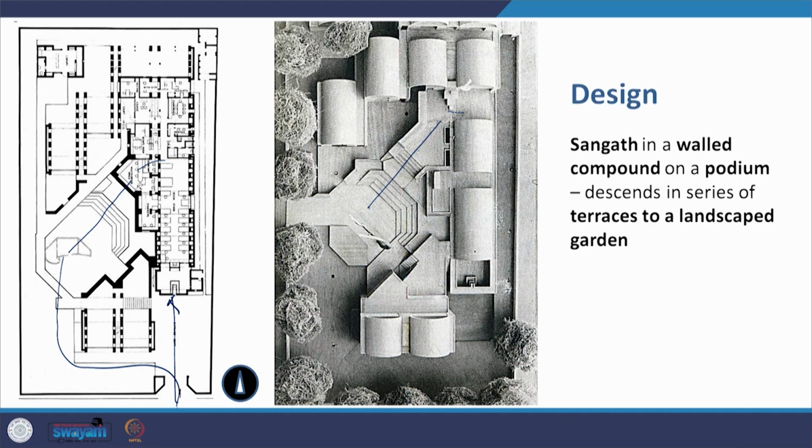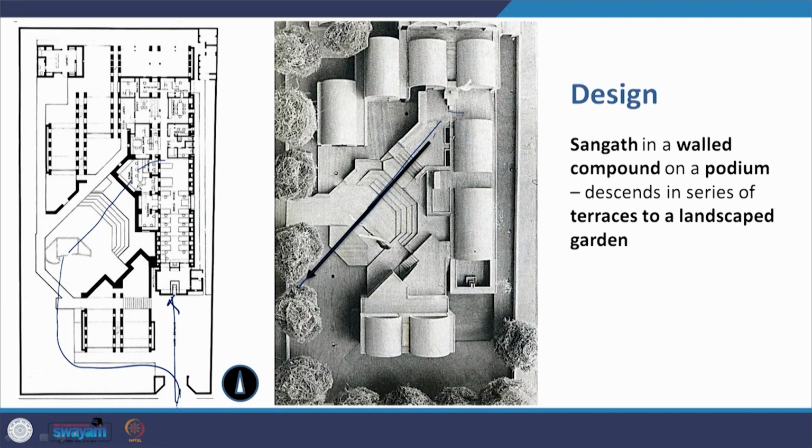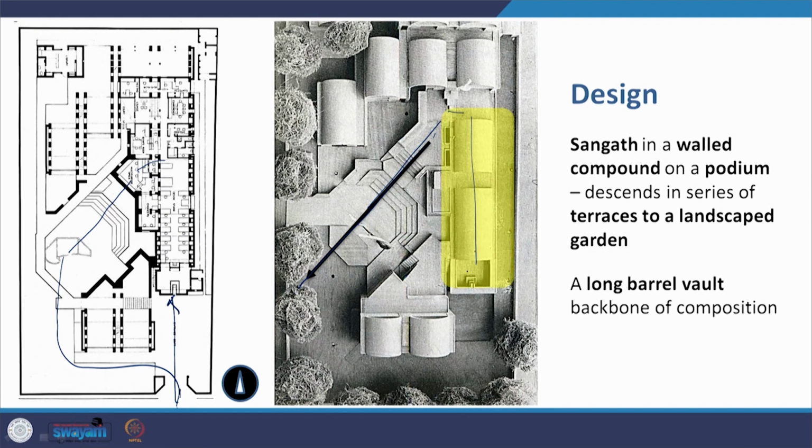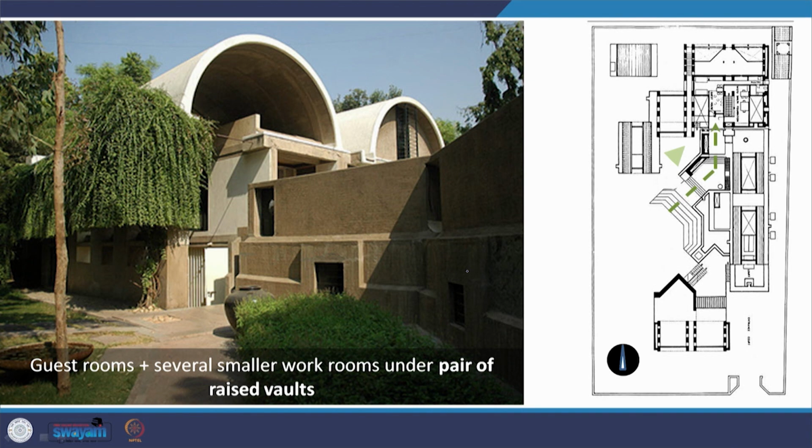So the design of the Sanghat is a walled compound on a podium that descends in a series of terraces to a landscape garden here. So I climb down towards the garden from the building itself, and there's this long barrel vault that forms the backbone of this composition. Now these guest rooms are provided at the back, and there are several smaller workrooms that are under a pair of these raised vaults. So the guest rooms here, these are the raised vaults at the back.